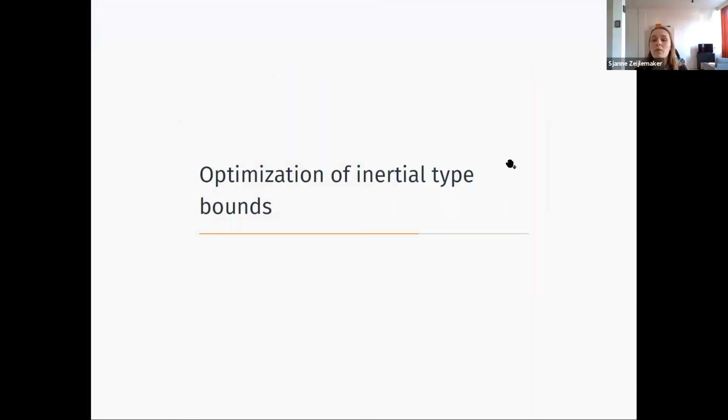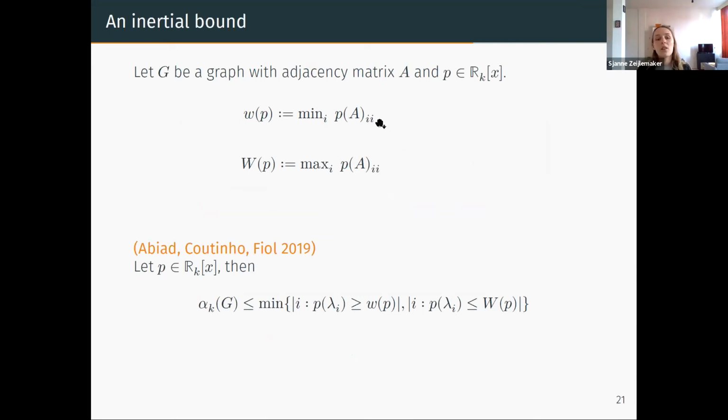Now, in general, there is no relation between the graph spectrum and that of its powers. So then we have to do something slightly different. So if we have an adjacency matrix A and a polynomial P of degree k, we say that W is the minimum diagonal entry of P(A). And we also do the same for the maximum entry. And in that case, we can get the following inertia type bounds as an upper bound for this k-independence number. So as you can see here, this is very similar to Svetkovich bounds, except that we have this polynomial on either side now.